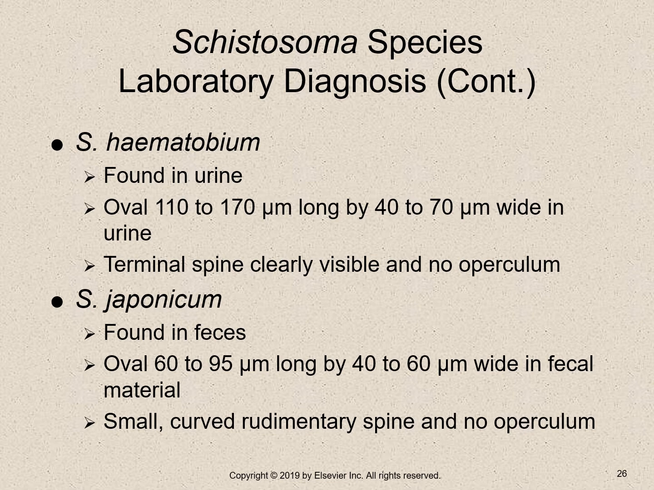Schistosoma japonicum is found in stool samples and measures 60 to 95 micrometers long by 40 to 60 wide and is oval in shape as well. The spine is small and curved and rudimentary, so it may be difficult to observe. And again, there's no operculum on Schistosoma japonicum eggs.